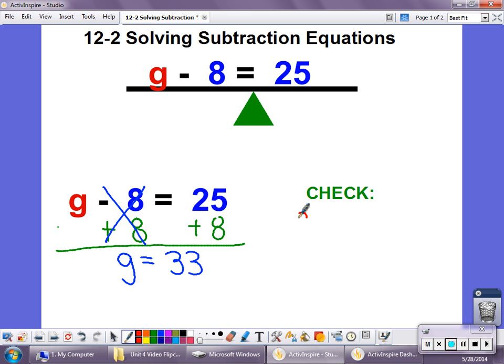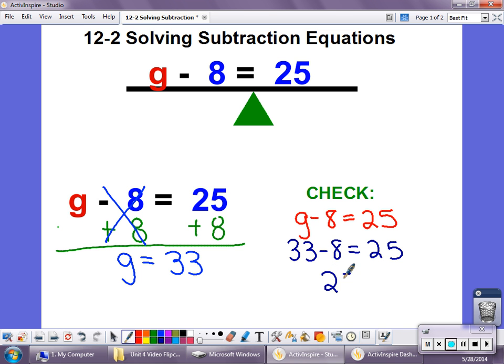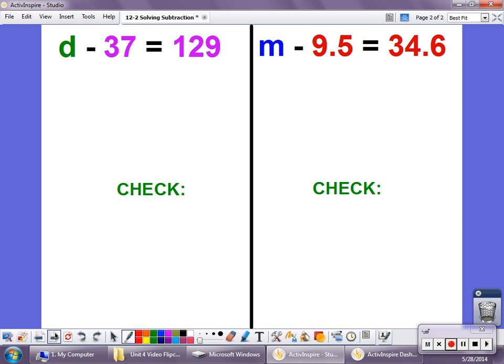So once you're done, go back to your original problem. g minus 8 equals 25. And then you're going to substitute in your value for g, which was 33. So 33 minus 8 is 25, and we know that 33 minus 8 is indeed 25. So this problem does check. Okay, let's try another one.